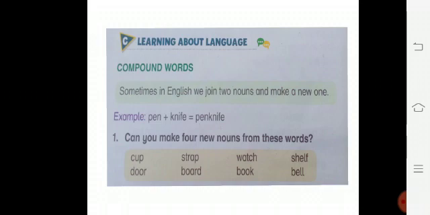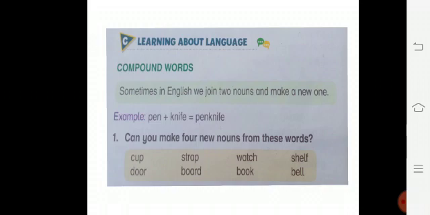Students, sometimes in English we join two nouns and make a new one. When we join two nouns and make a new one, it is called compound words. Here is an example: pen and knife. When we join pen and knife, we make a new word, penknife. As you know, pen is a word and knife is also a word. When we join these two nouns, we make a new noun. Penknife. Students, penknife means little knife.